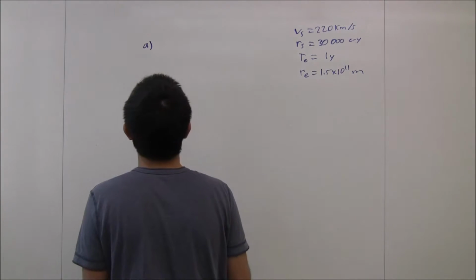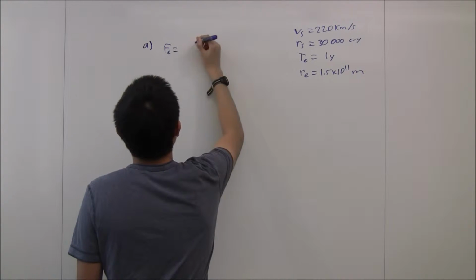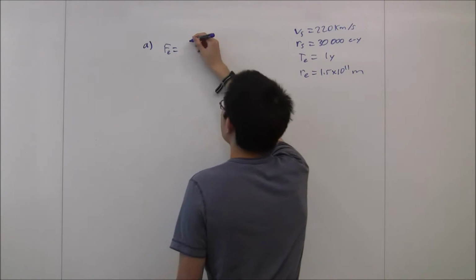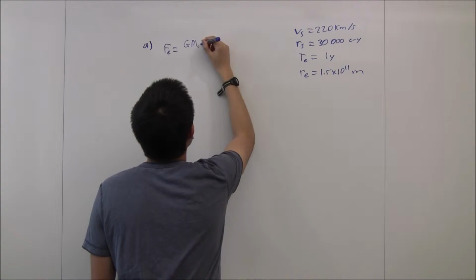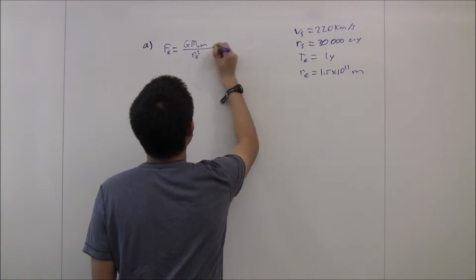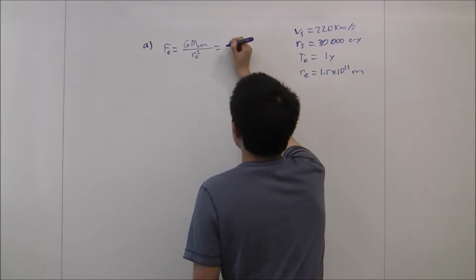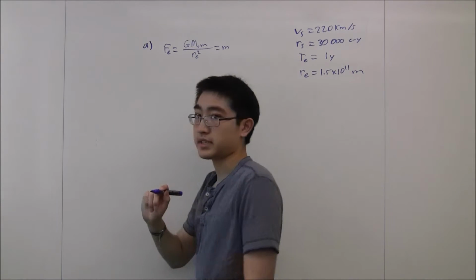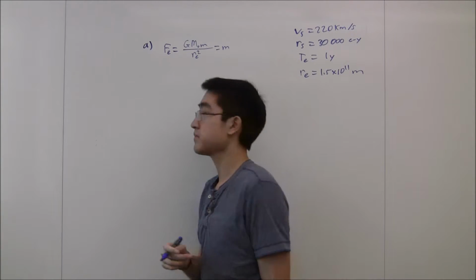So by Newton's second law, we have that the net force on the Earth is going to be given by the force of gravity of the Sun on the Earth, which is big G times the mass of the Sun, m naught, times the mass of the Earth, which we'll call little m, divided by the radius of its orbit squared. Now that's going to be equal to the mass of the Earth times its acceleration, which is going to be the radial acceleration given by its circular orbit.